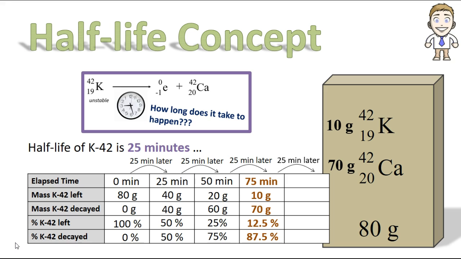And one more time, 25 more minutes, 100 total minutes now. The 10 grams you had splits in half again to 5. So that means 75 grams has decayed and turned into calcium. In terms of percentages, only 6.25% remains of the original 80, so 93.75% of my original 80 grams of potassium-42 has decayed and turned into calcium.